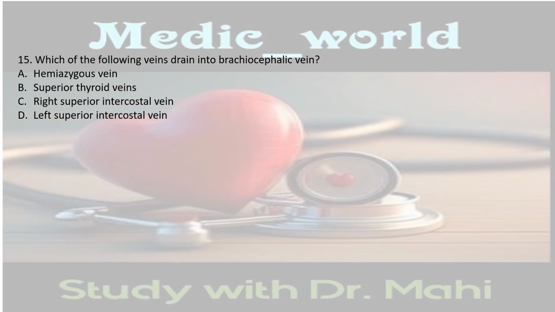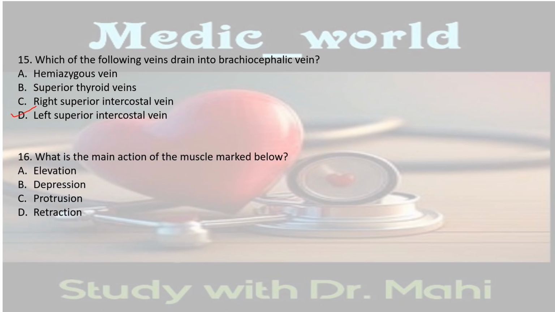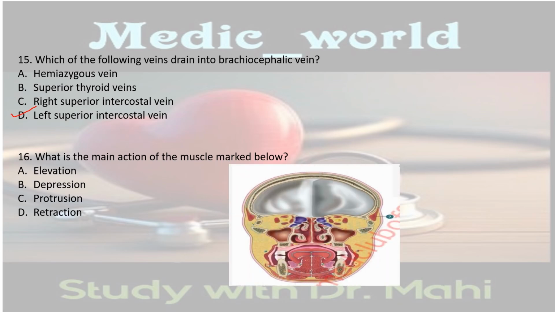Which of the following veins drain into brachiocephalic vein? The left superior intercostal vein drains into the left brachiocephalic vein. So the answer is option D, that is left superior intercostal vein. Next question. What is the main action of the muscle marked below? Here in the image, the muscle which is marked is the temporalis, and the main action of temporalis is the elevation of mandible. So answer is option A, that is elevation.